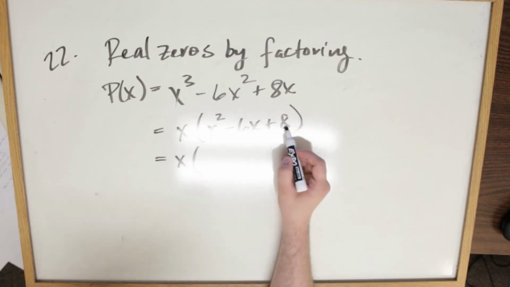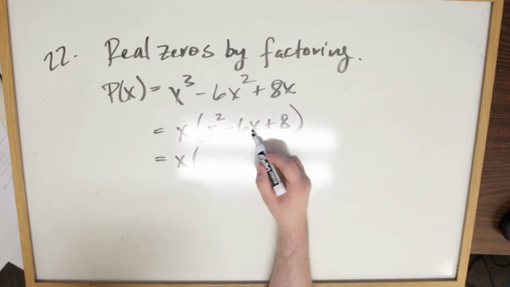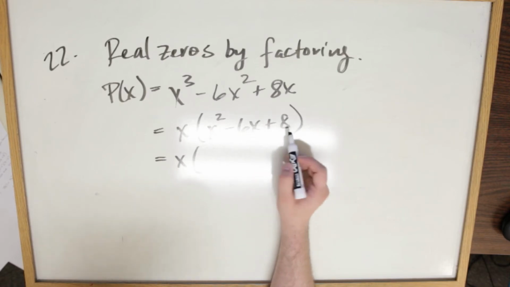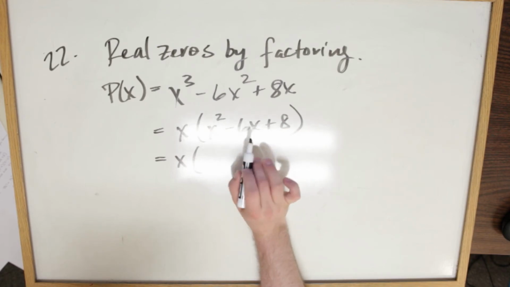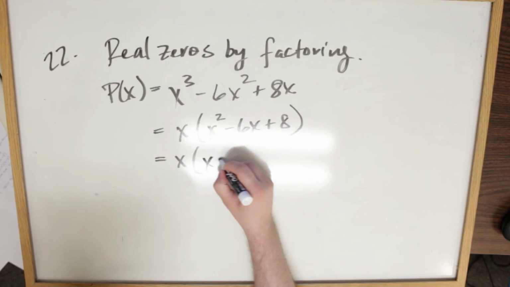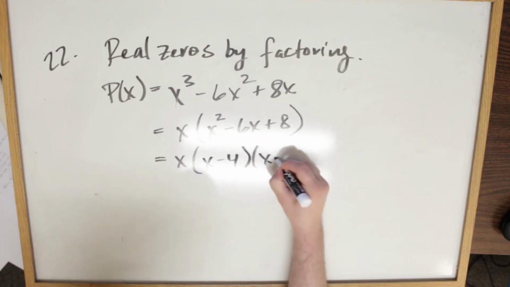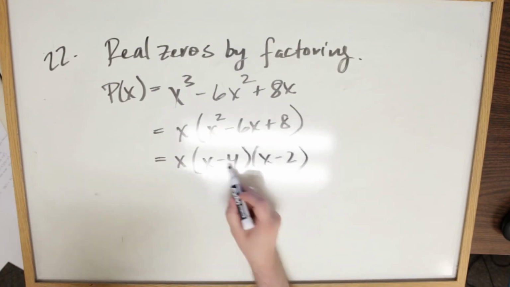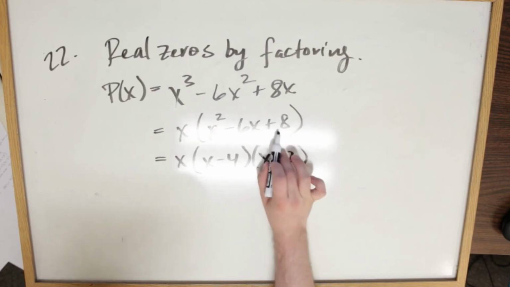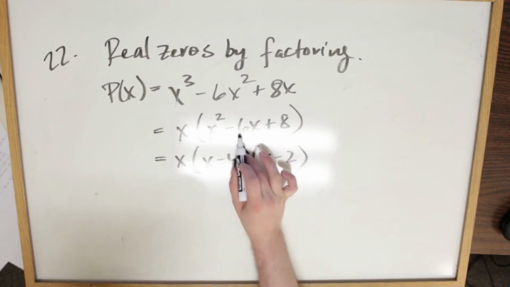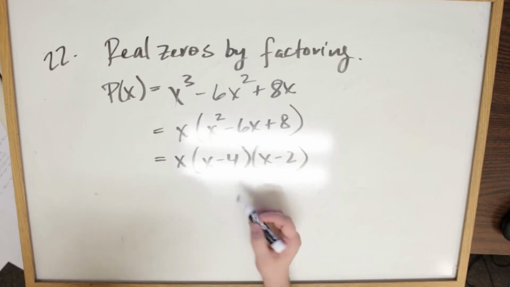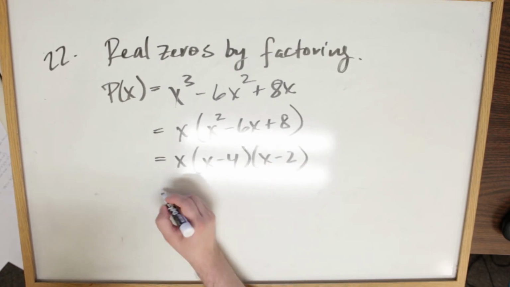The factors of 8 are going to be, it looks like 4 and 2 in this case, are going to produce a 6. Since that is negative, then both 4 and 2 are going to be negative as well. So this is x minus 4, x minus 2. Notice if I multiply the minus 4 and the minus 2, I get positive 8. If I add them together, minus 4 plus a minus 2, that's going to be a minus 6. So that's kind of the factoring right there.